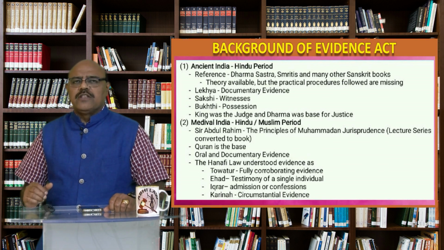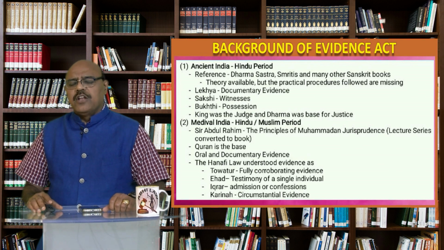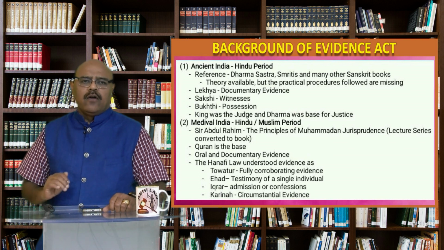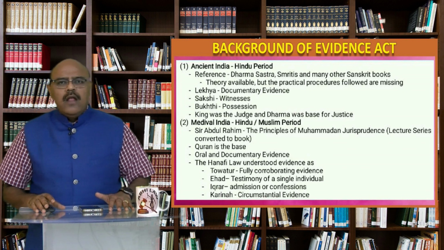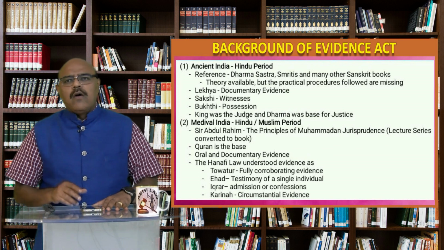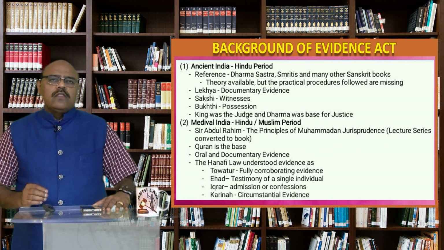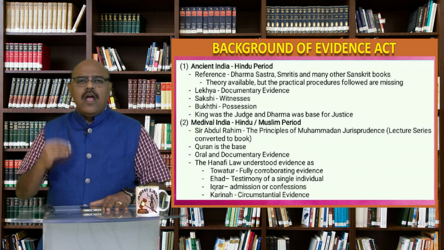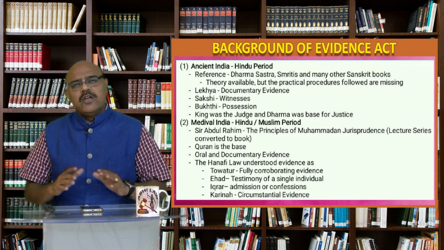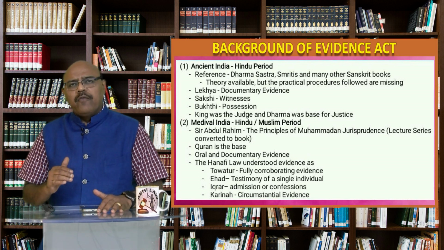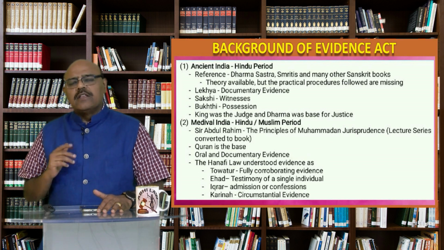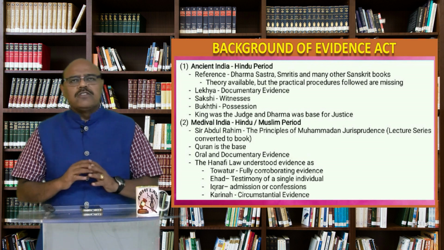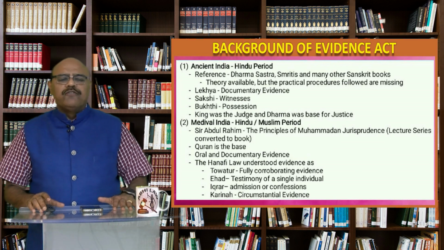There were the Dharma Shastra, Smritis, and many other Sanskrit books, according to which the evidence is to be taken care of. This theory is available, but the practical procedure followed is missing. There were certain kinds of evidence taken in ancient India. That was Lekhya, which means documentary evidence. Another type of evidence was Sakshi, which means witnesses. And the third was Bhukti, which means possession. The king was the judge and the dharma was the base of justice.